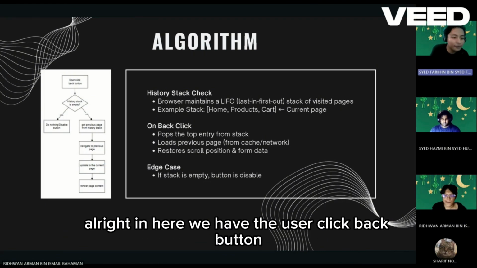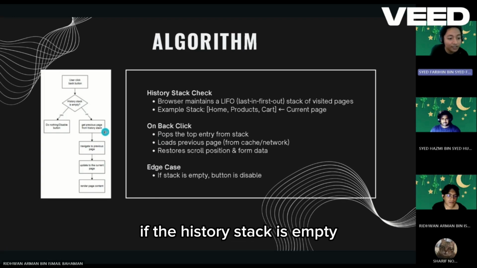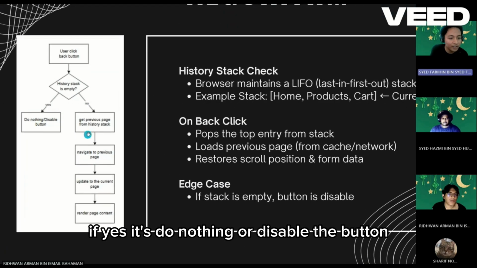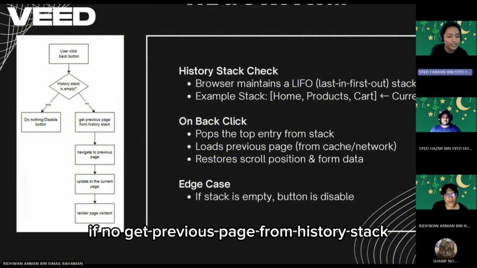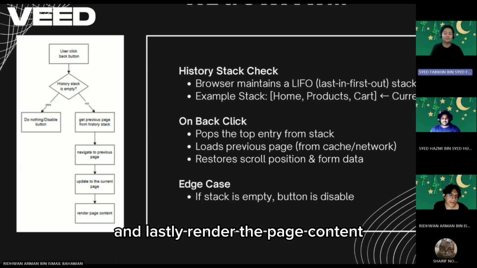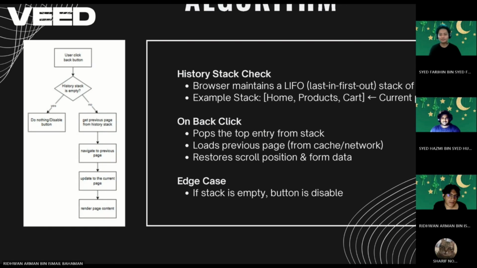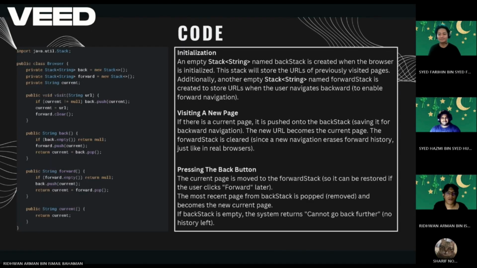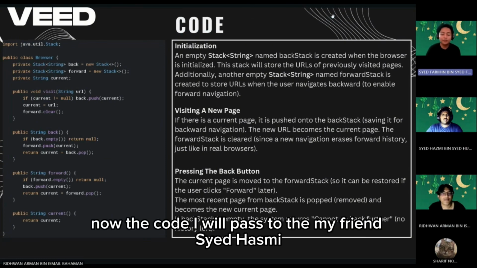In the flowchart, the user clicks the back button. Is the history stack empty? If yes, do nothing or disable the button. If no, get the previous page from the history stack, then navigate to the previous page, then update the current page, and lastly, render the page content. Now for the code, I will pass to my friend Azmi.